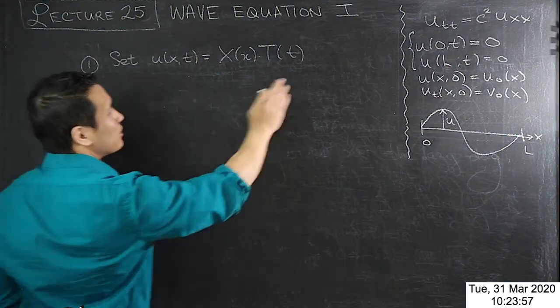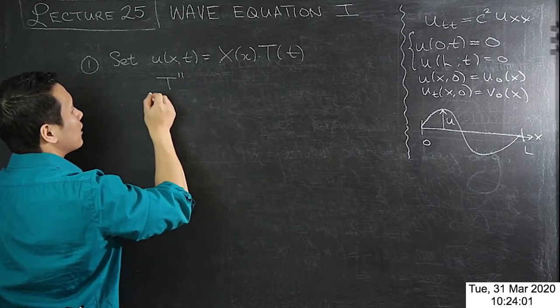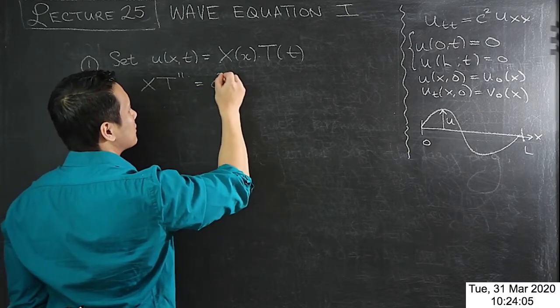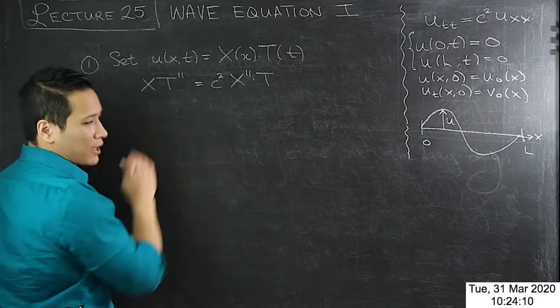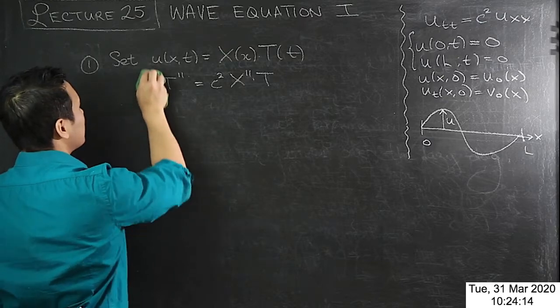And then you put this into the PDE and you separate. So as usual, you have a T double prime. Let's just write out in full. You have T double prime times X equals c squared X double prime times T. And then you'll move the x's over to one side, and then move t's over to the other side. So let's move the x's over.